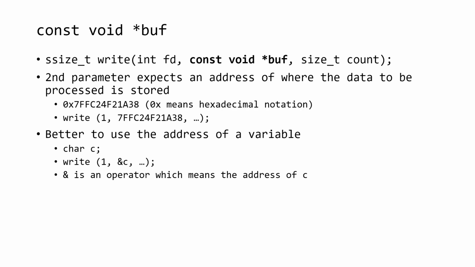What you would do is to declare a variable of data type char. In this case, we will declare a variable called c, and c is a char data type. Thereafter, we will use the address of c as an argument to pass into the write function. When you use the ampersand operator before the variable c, it means the address of c.